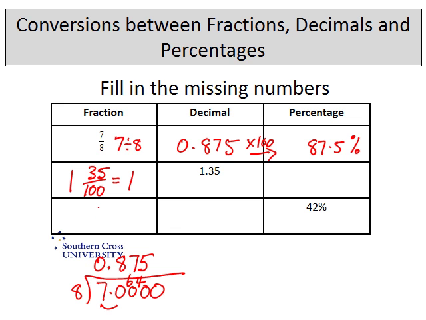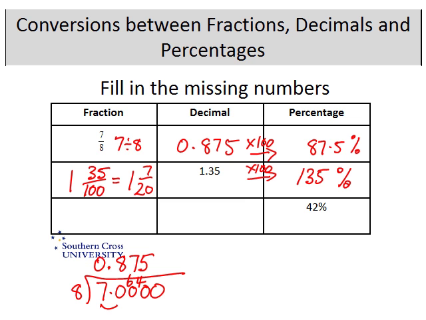We know that 5 will go into both of those, so that will become 7/20. 35 divided by 5 is 7 and 100 divided by 5 is 20. Now converting 1.35 to a percentage we need to times by 100, becomes 135%.